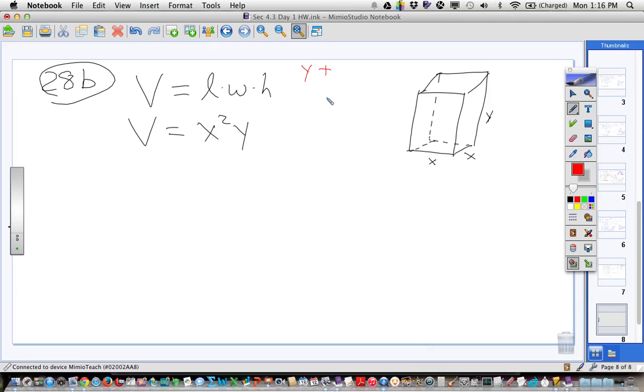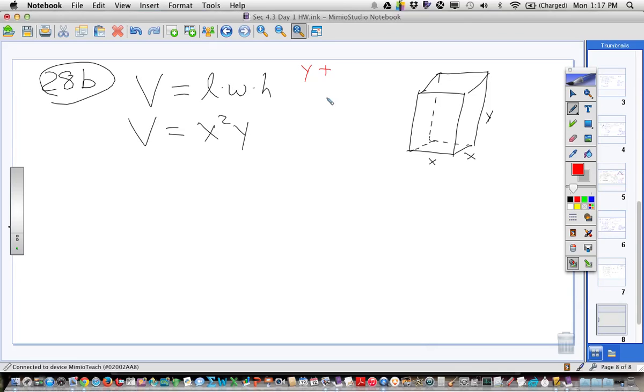No, it says the long side plus the girth can't go over 100. So the girth would be 4x. Girth, I think of it this way. I think, you know, my girth is getting larger and larger all the time. And when I think of my girth, it would be around here, right?